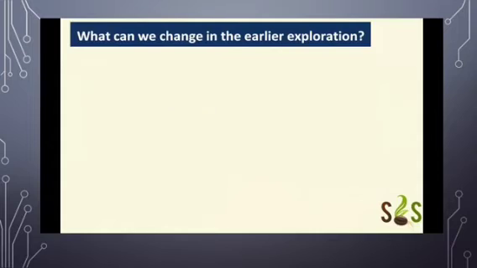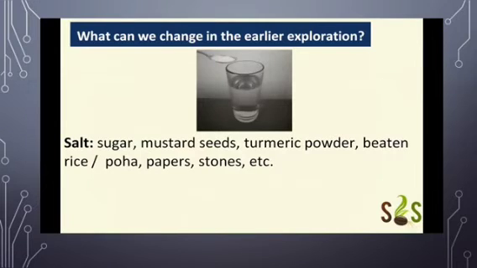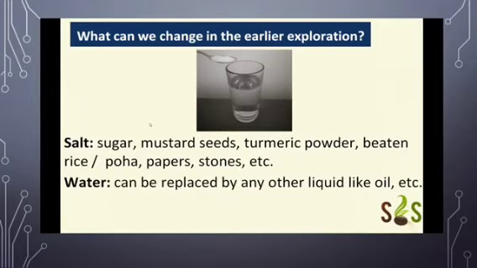So we were exploring what we can change in the earlier exploration. We gave the description that we added something, in this case salt, in water, right? So what can we replace salt with? We can replace salt with many other things like sugar, mustard seeds, turmeric powder, beaten rice, avlaki, which is called pepper, stone, etc. Then we talked about the water. Water can be replaced with any other liquid like oil, etc.